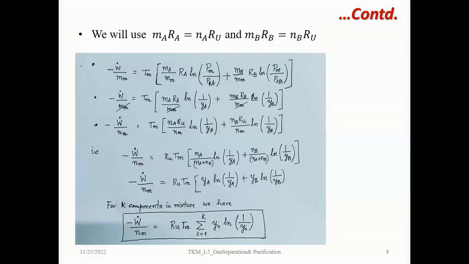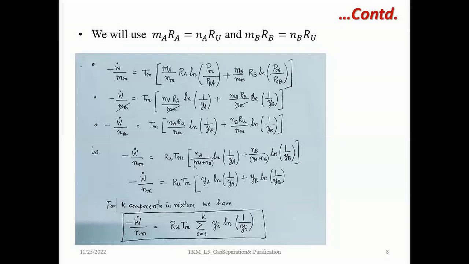So Ru comes out, Ru Tm common factor, then multiplied by Na by Na plus Nb, ln 1 by Ya. What is Ya? Ya is nothing but P_A by P_total. That is, Ya is the fraction of gas molecules in the total number of molecules. So the number of molecules will be directly proportional to its partial pressure. So P_total by P_A is nothing but the inverse, 1 by Ya.